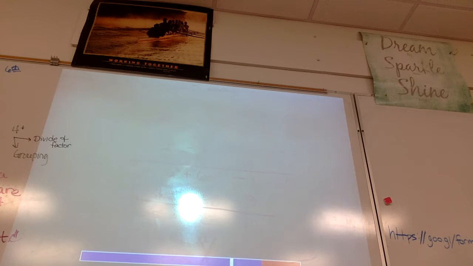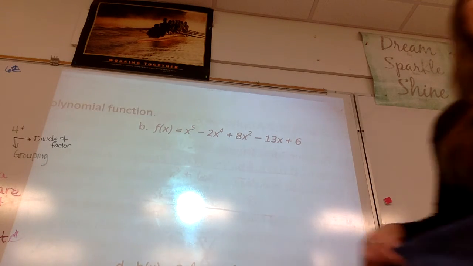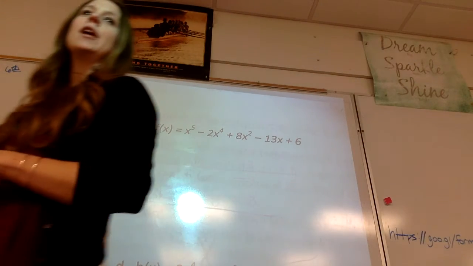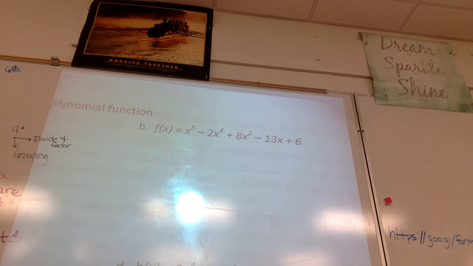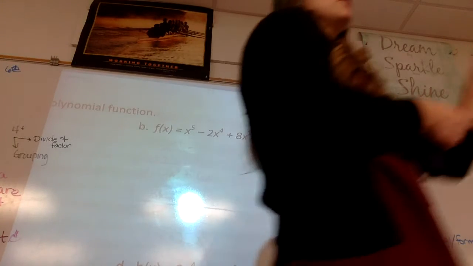Okay, this is section 5.7. There are no page numbers. This would be a powerful thing to have page numbers on this thing. Section 5.7, example 3. I'm doing letter B. Are you all on the right page? Okay. It says to find the zeros of the polynomial. Do you read that right there?